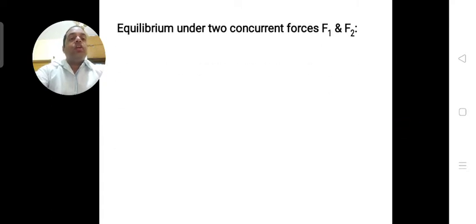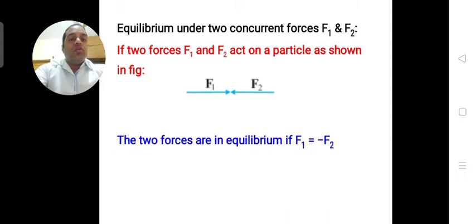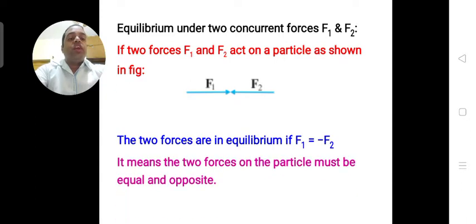Next, equilibrium under two concurrent forces. If two forces F1 and F2 act on a particle as shown in the figure, in this picture there are two forces F1 and F2. Two forces are in equilibrium if F1 is equal to minus F2. It means both forces should be equal and opposite.